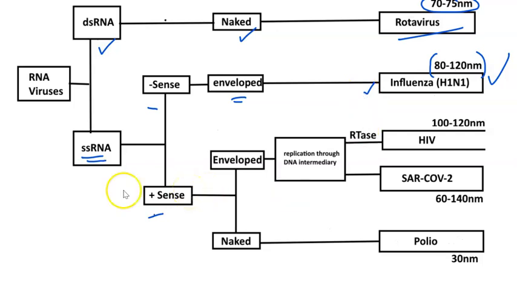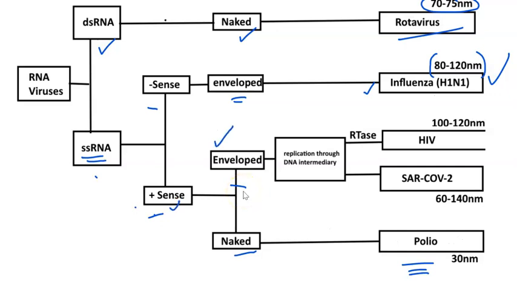Back to the positive sense, single-stranded, we've got enveloped and naked. Let's do the naked one first. That's the very famous polio. The polio has been the subject of a fairly successful worldwide vaccination campaign in attempts to eliminate this disease. It's not fully eliminated and can still be found in some regions of the world.